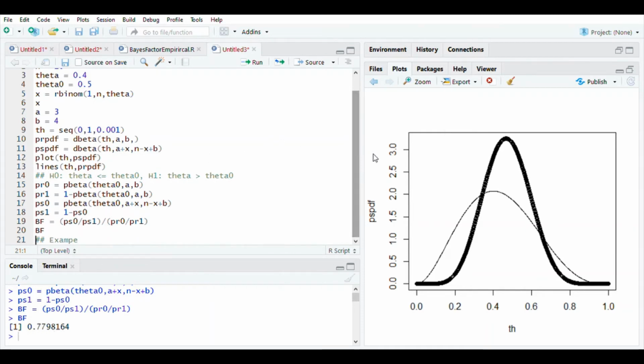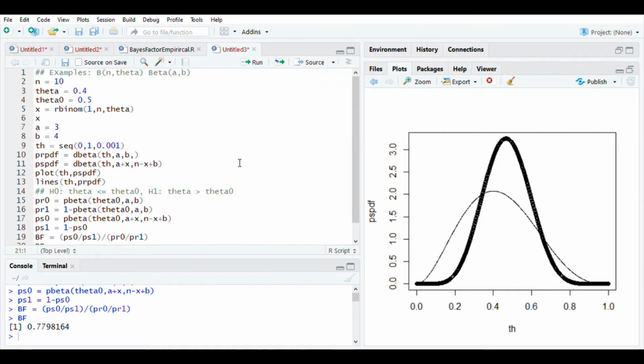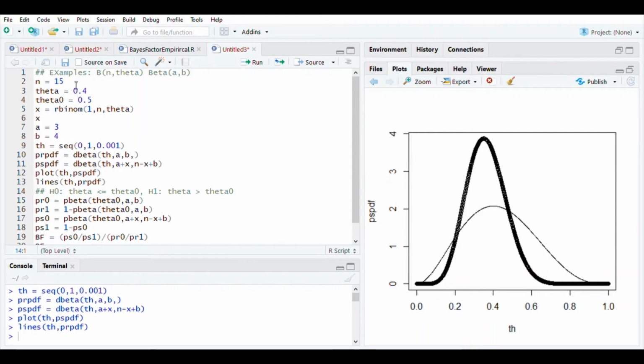So what will happen in this case? In this case, I need more information. In that sense, I need a larger value of n. So suppose I change from 10 to 15. Let us see what happens here. Now x changes to 5. Okay, now you can notice the change in the posterior mode very easily here.